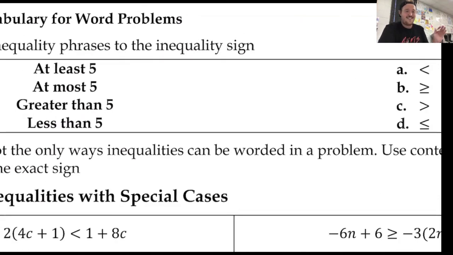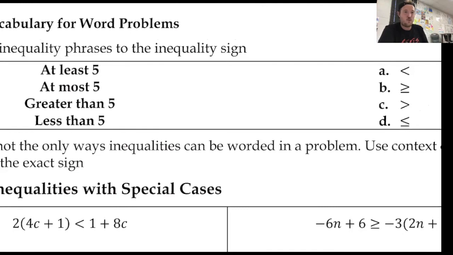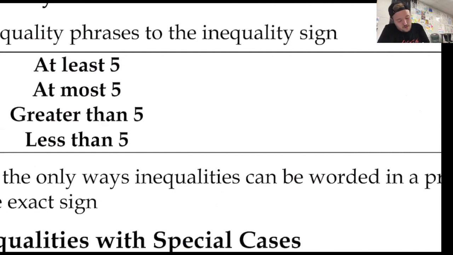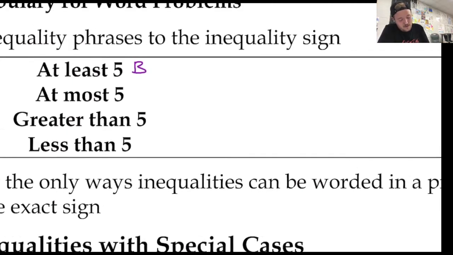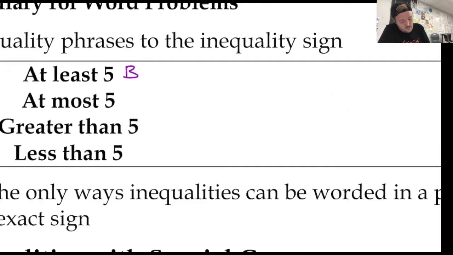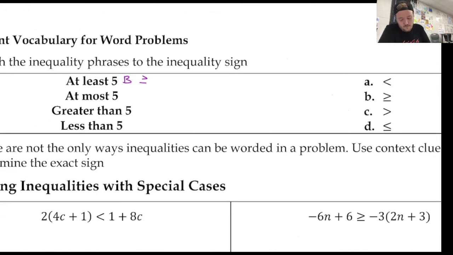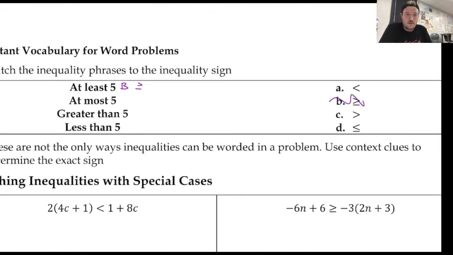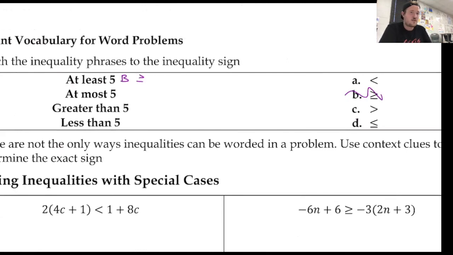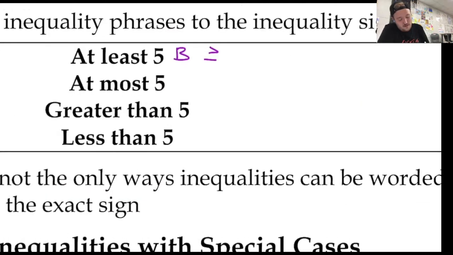So if I want at least 5, I want 5 or more. So I want to be greater than or equal to. So those would be B, which is greater than or equal to. All right, if you want at most 5, so you want 5 or less. So you can be equal to 5, but you want less than 5. So this would be D. So less than or equal to.